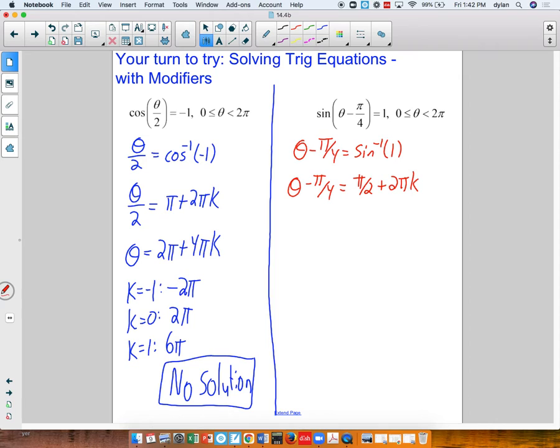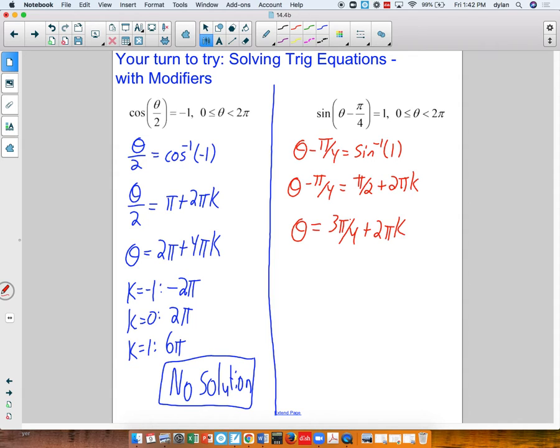And as a reminder, just make sure you remember if you're doing any of these problems with tangent, that one will have pi k rather than 2 pi k as its period. So now we need to add pi over 4 to both sides. So theta equals 3 pi over 4 plus 2 pi k. So I'm just adding pi over 4 to pi over 2.